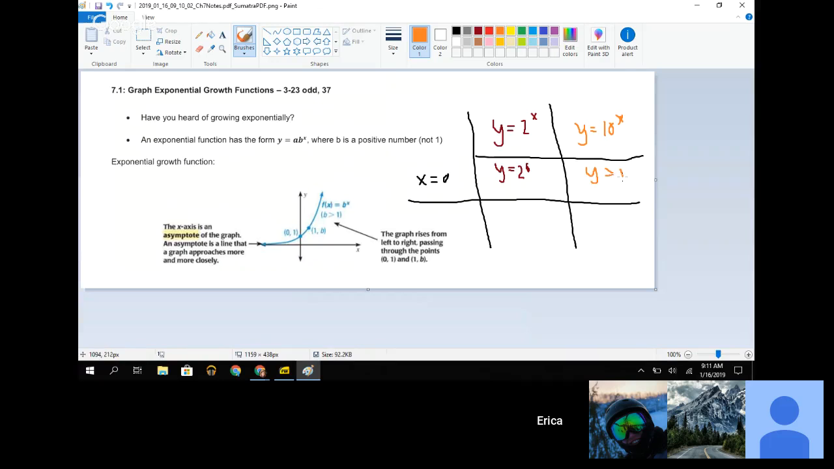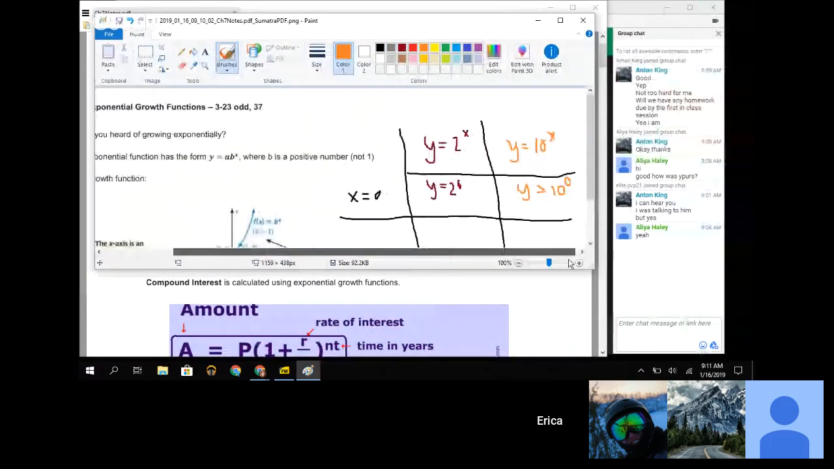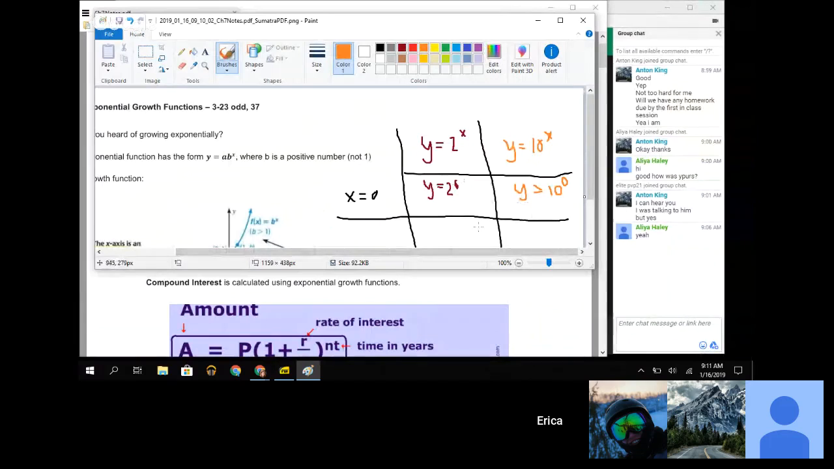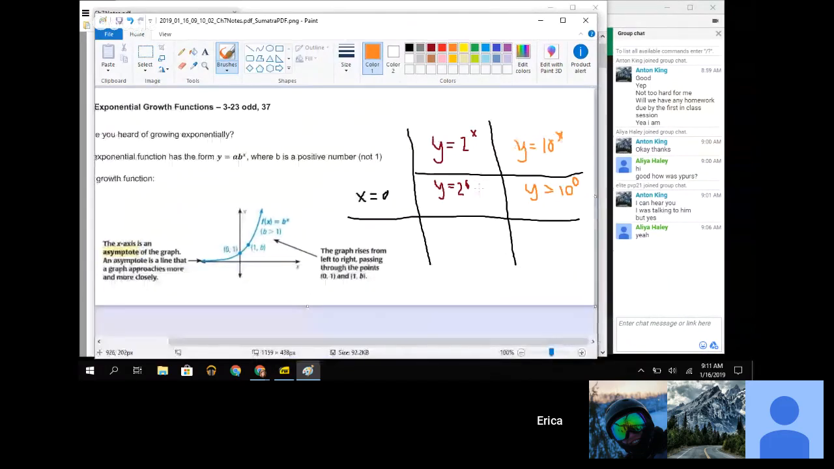So now this is when the last 2 chapters right before break, maybe you've blocked them out in your mind, but the last 2 chapters right before break, we learned a bunch of exponent rules. And it was important to learn those rules so that we could do this. Okay, so who remembers what any number to the 0 power is? Anton says 1. I agree with Anton. Any number to the 0 power is 1.